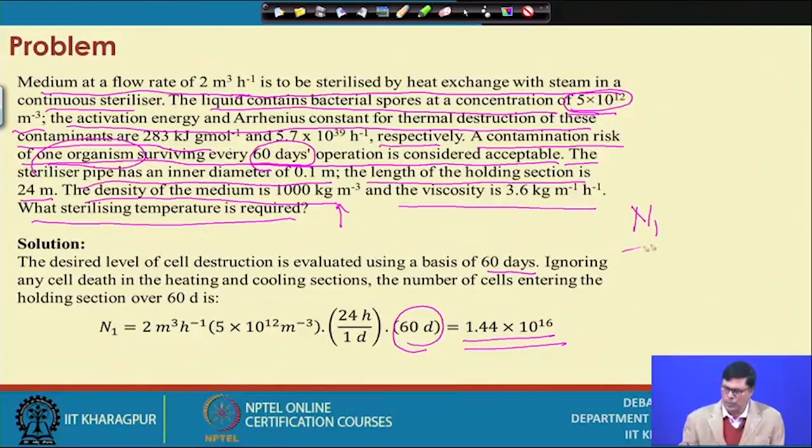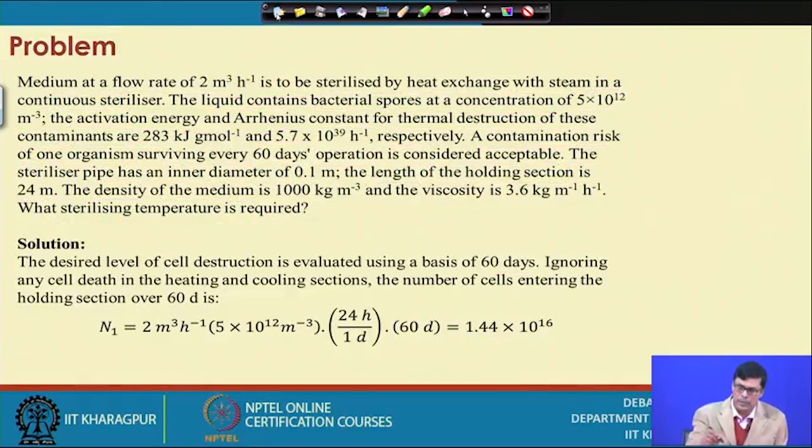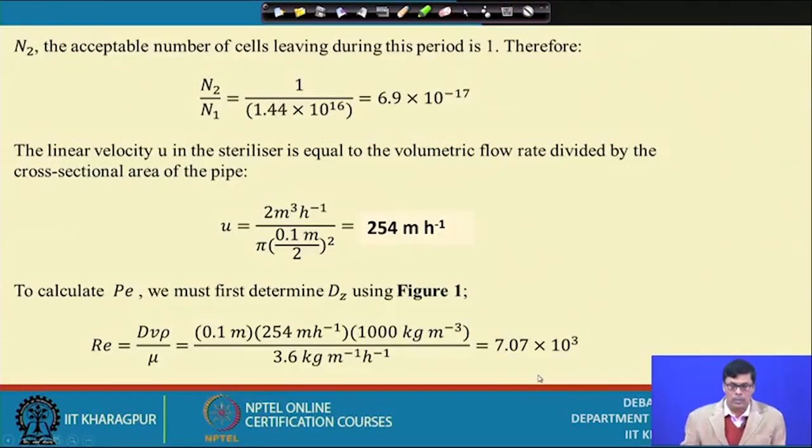Now, if you want to calculate N1 by N2, what will this be? This will be 1.44 into 10 to the power 16 divided by 1, the ratio is like this. So, we can easily find out the ratio between N1 and N2. Here it is done the other way, N2 by N1. So, you divide by this and we get this ratio as 6.9 into 10 to the power 17.